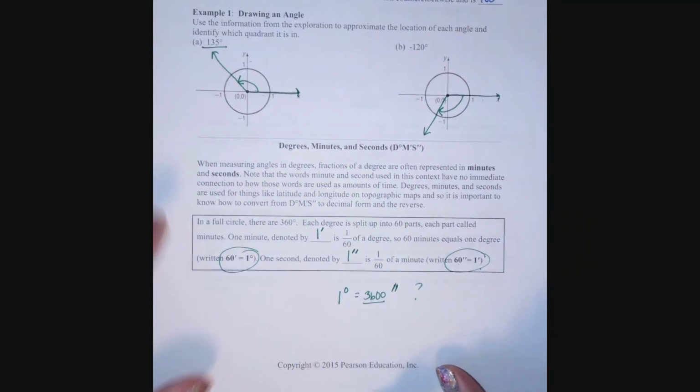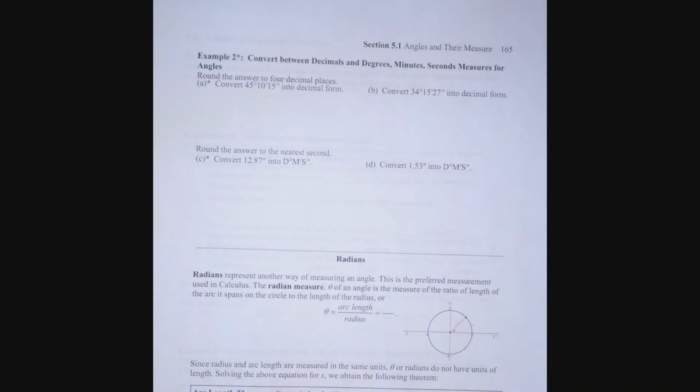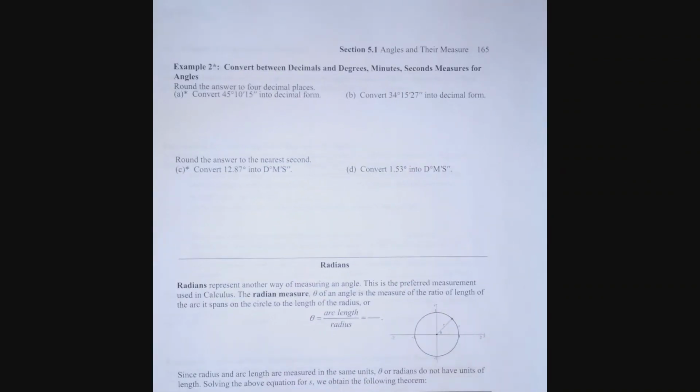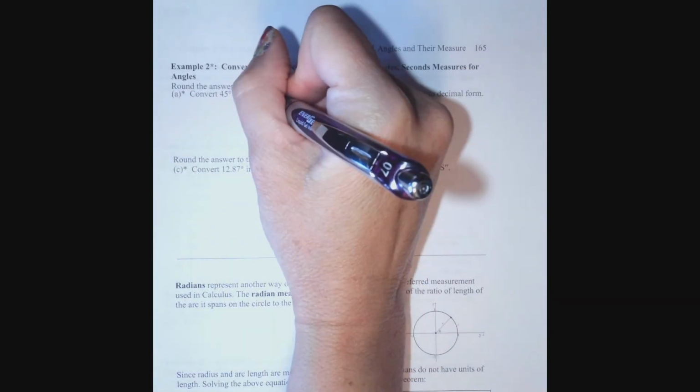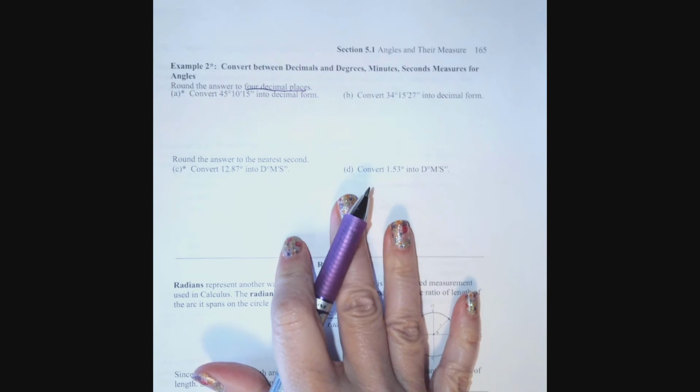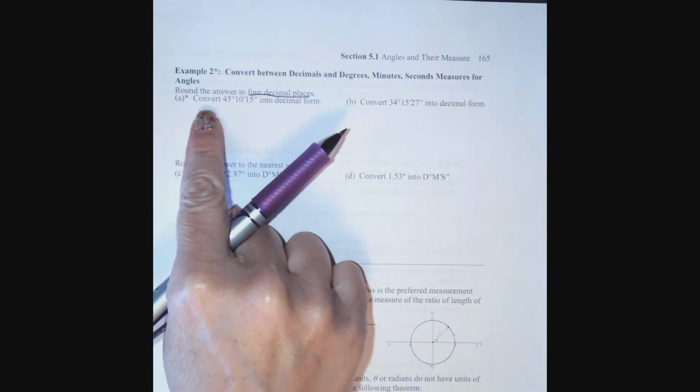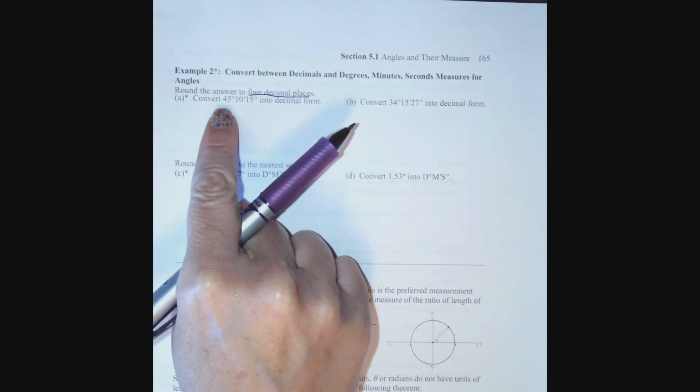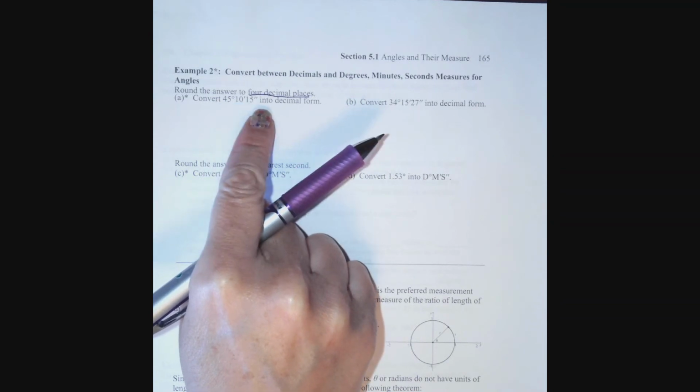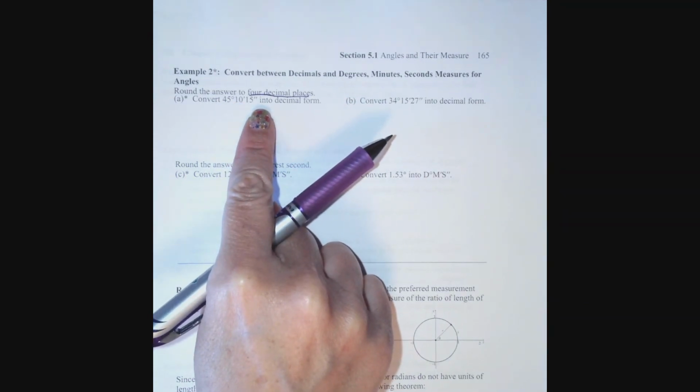Okay, let's look at example 2 on the next page. Convert between decimal and degrees, minutes, and second measures for angles. Okay, so we're going to round the answer to 4 decimal places, it tells us. That gives us a place to start angling for. No pun intended. We're going to convert 45 degrees, 10 minutes, 15 seconds into decimal form.